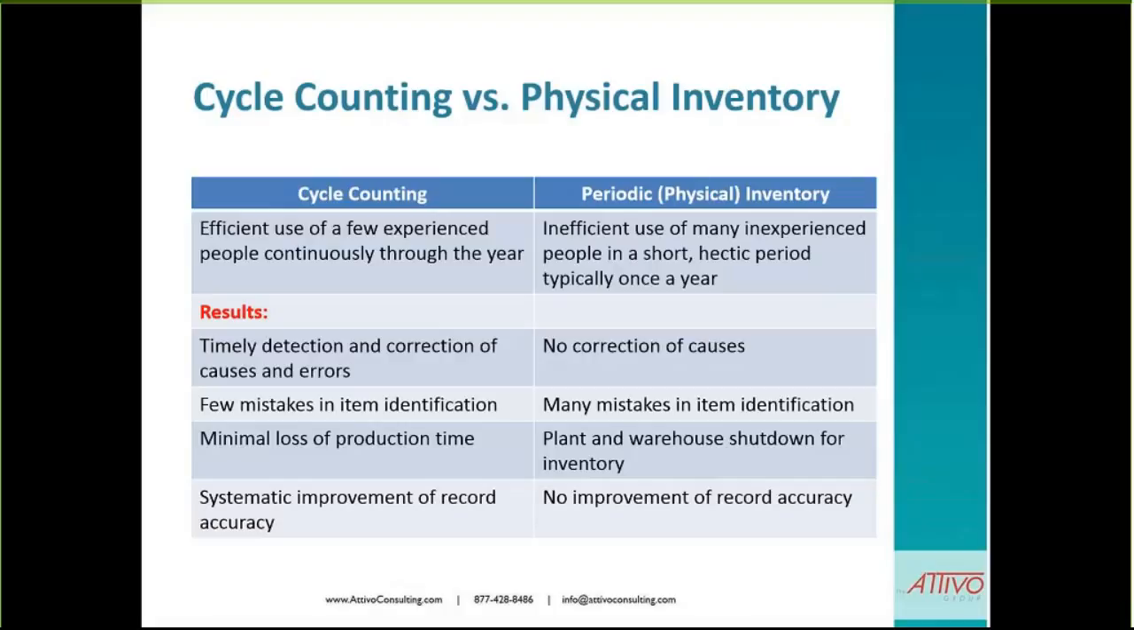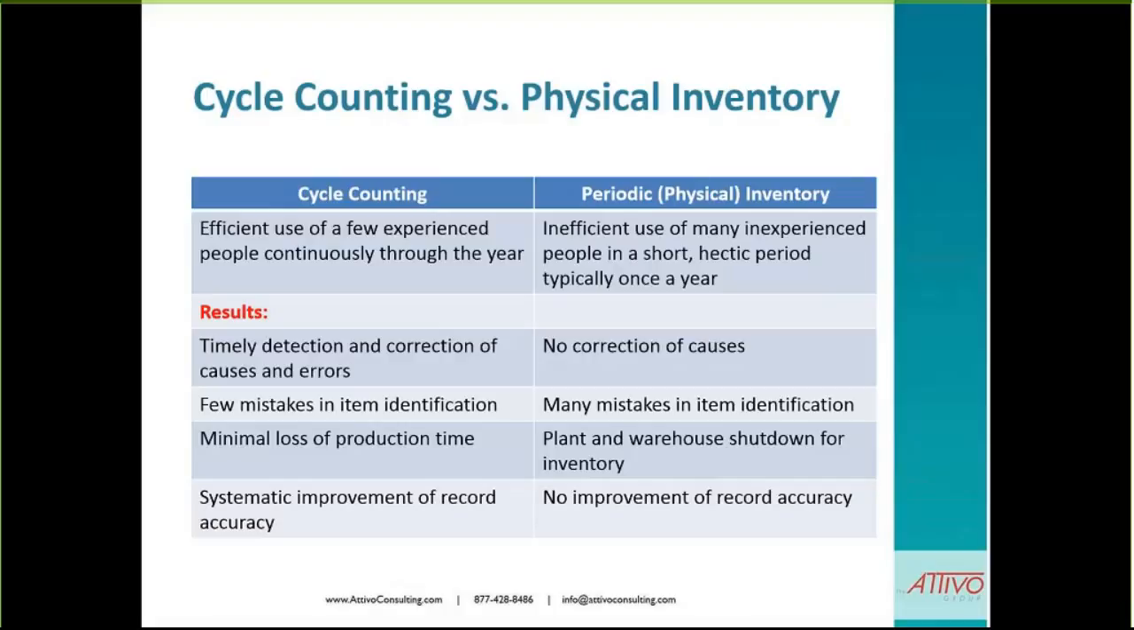So the results of that, in fact, are timely detection and correction of causes and errors for those people who know where the items are or who are more experienced in the inventory process. They're able to find out where something is broken, where something is missing, where they have too many, and they're able to fix that right away. There are few mistakes in the item identification, being familiar with the items that you're working with. It could be a department, it could be the individual responsible for packaging, supplies, etc.